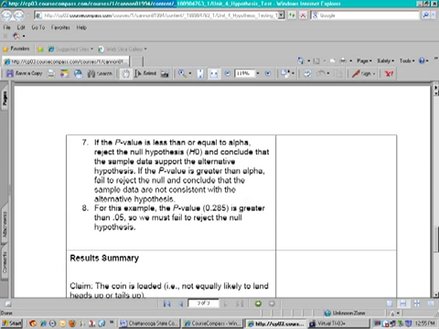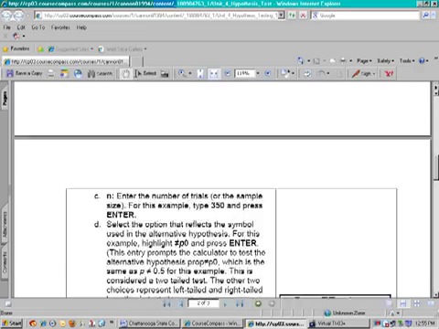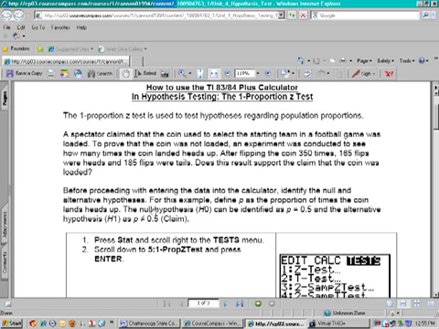So let's go back up to our original problem. If you look at the original, here we go. We failed to reject the null, which says the probability is 0.5, which means we reject this claim, or the data does not support the claim. Let's put it that way. So in this case, we are going to accept this.